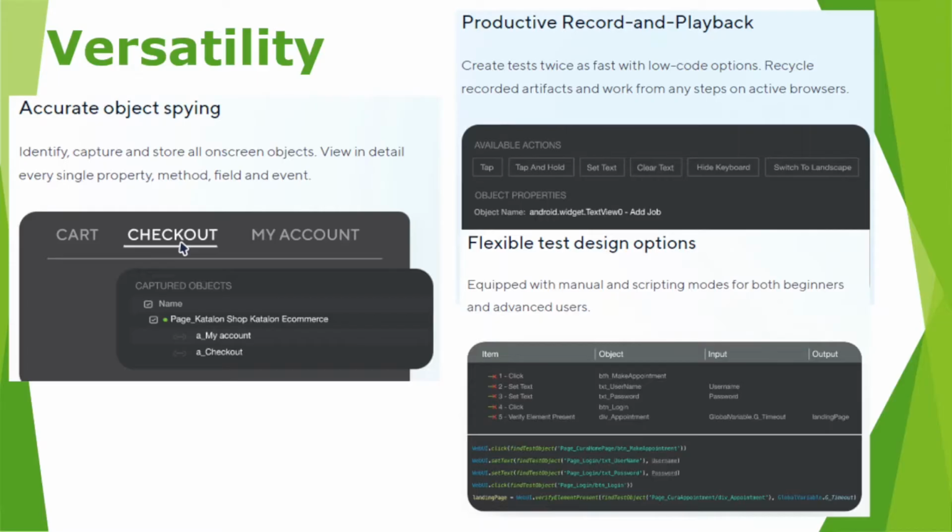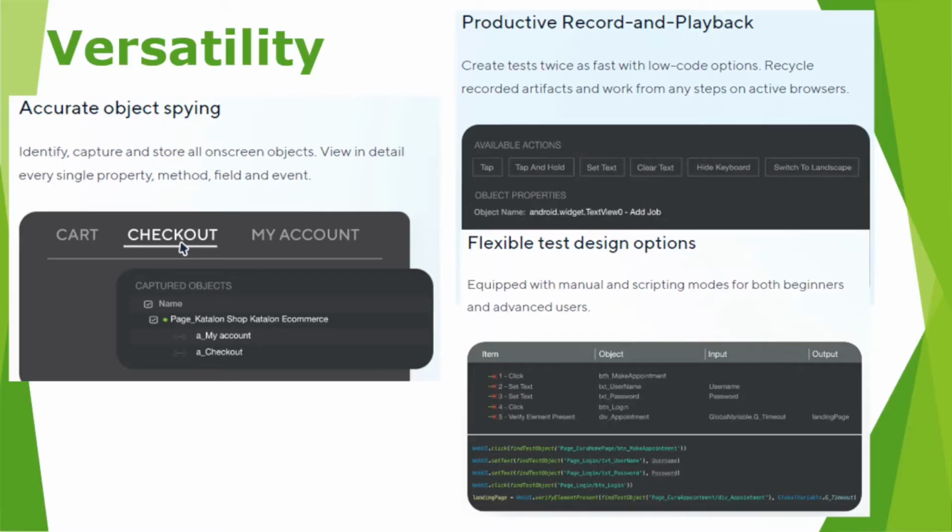And the Katalon tool is very versatile in nature. That means it has an option to spy the object. So the same as QTP, you can identify, capture and store all on-screen objects by using object spying. And also you can view in detail every single property, method, field and event of the locator.